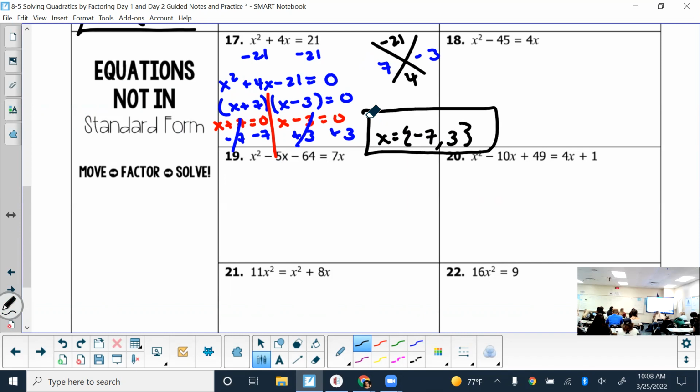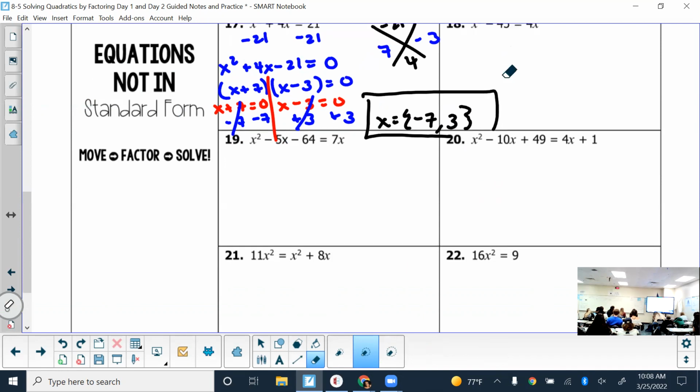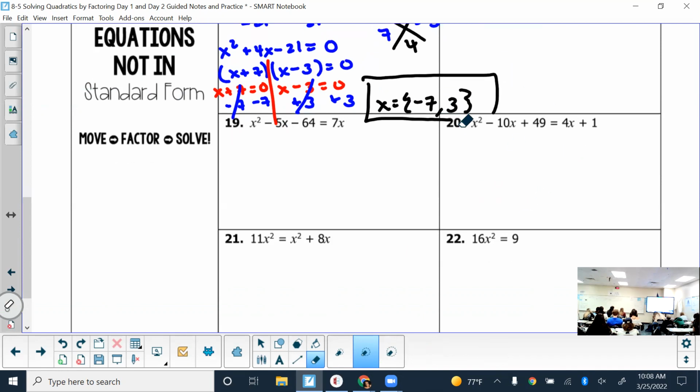All right, so before I give you one to try, let's do one more where it's a little different. Maybe there's multiple things to move, like in number 20. So really I could move stuff to either side, it doesn't really matter. Pick the side that has less stuff on it, because then it gives you less stuff that you need to move. So I need to move this 4x and this 1. Just take it one at a time.